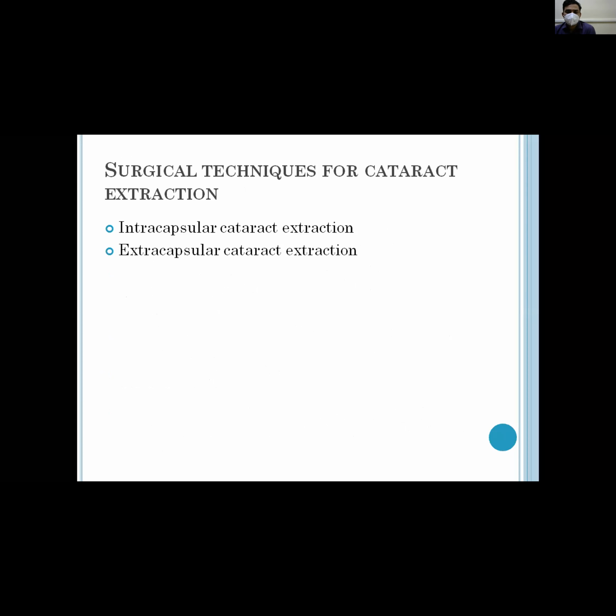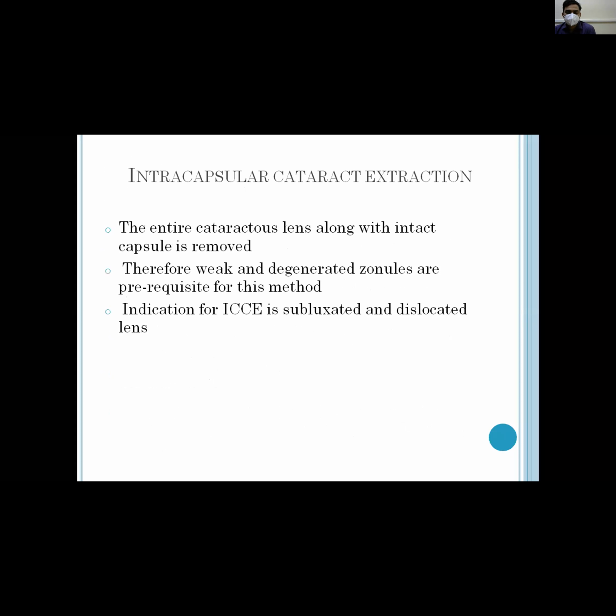Surgical techniques for cataract extraction are two types: intracapsular extraction and extracapsular cataract extraction. Intracapsular cataract extraction: the entire cataractous lens along with the intact capsule is removed. Therefore, weak and degenerated zonules are a prerequisite for this method. So it is done only above the age of 40 years. Indications for ICCE are subluxated and dislocated lens.